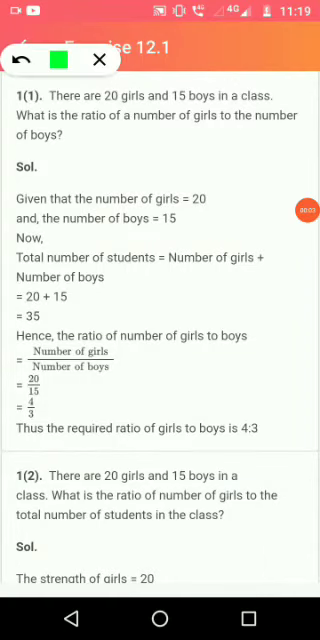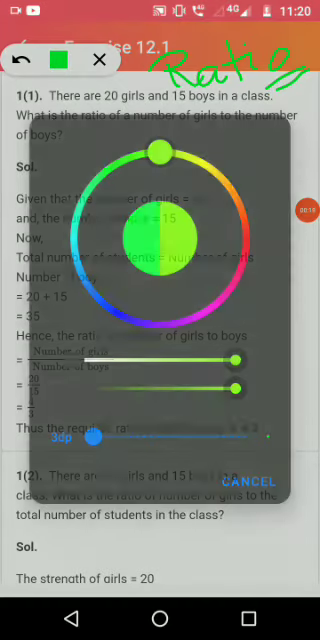So today I will be discussing exercise 12.1 from ratio and proportion. This area basically deals with ratio. Okay. So now coming to the first question.